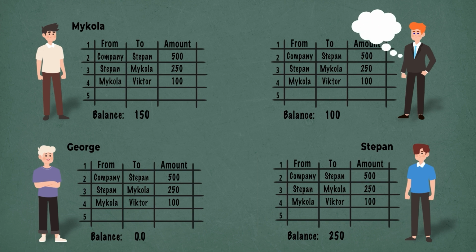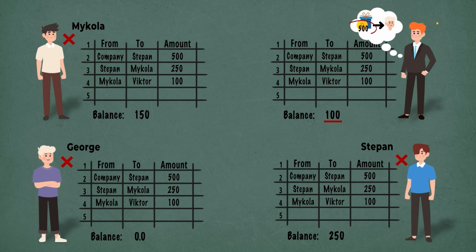Now Victor decided to send his friend George 500 bitcoins as a gift. He says, "I'm sending to George 500 bitcoins." But everyone rejects this request because everyone already knows that Victor has only 100 bitcoins. No one has added this record to their table.